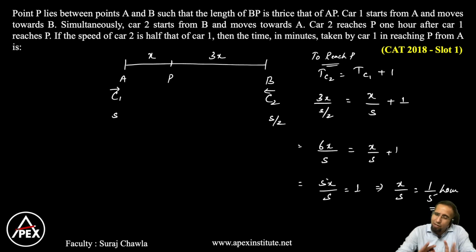Now the question is asking us, and we wanted x by S only. So the question is asking us, find the time taken by car 1 to reach P from A, in terms of minutes. So 1/5 of an hour becomes 1 by 5 into 60, which means it's going to take 12 minutes for car 1 to reach from A to P, and this becomes our simplified answer.